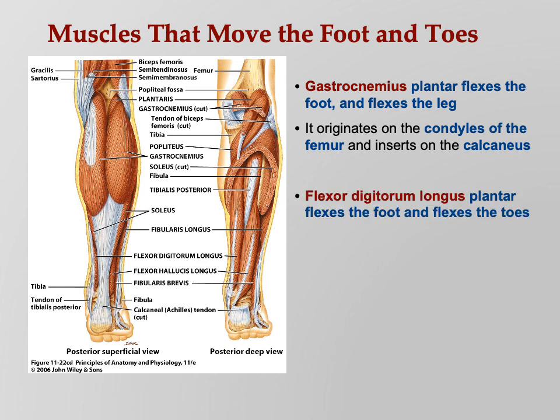Flexor digitorum longus. So this muscle comes down. What is it going to do? It's going to flex your toes. So in other words, it curls your toes. Flexor digitorum longus curls your toes. It also flexes the foot. So it's a very long muscle, runs from all the way up on your calf, all the way down underneath your foot.